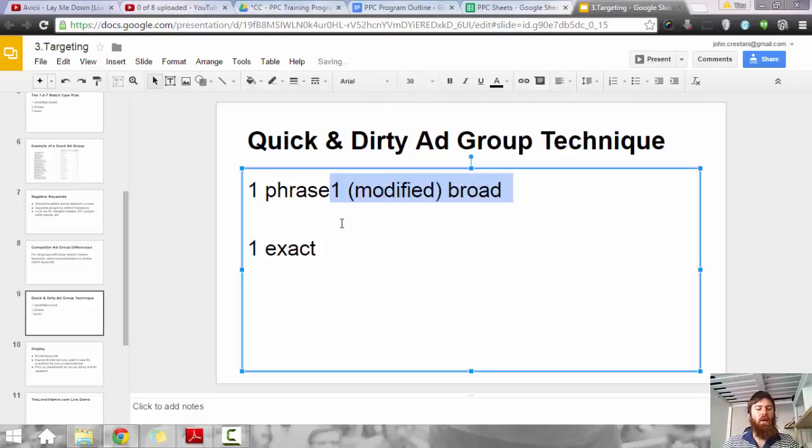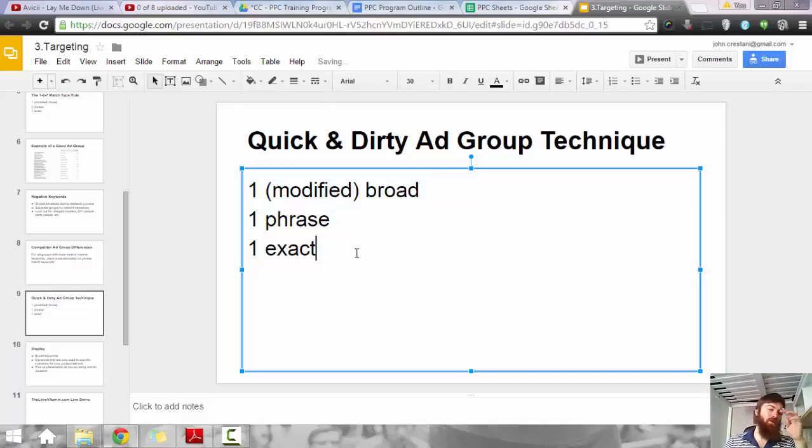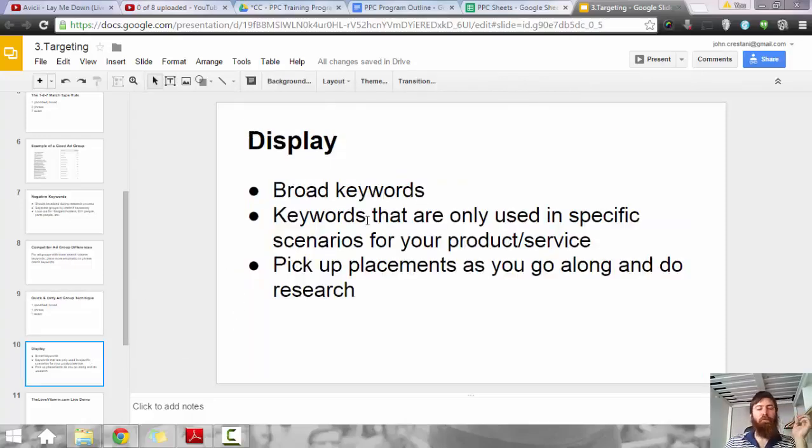I really just bring this up to demonstrate, if you just don't have a lot of time, the most important thing is knowing that getting really good keywords to use as your modified broad is really the key for everything.